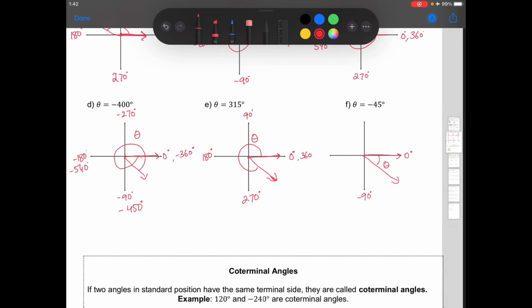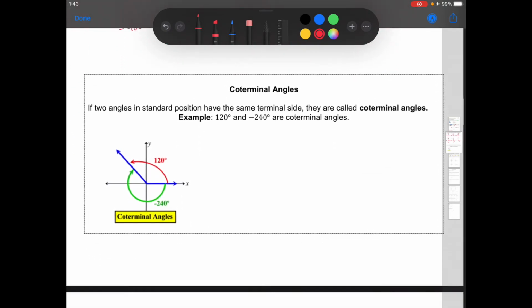Please check out E and F, and this is what your picture should look like too. I just didn't put 360 degrees here.